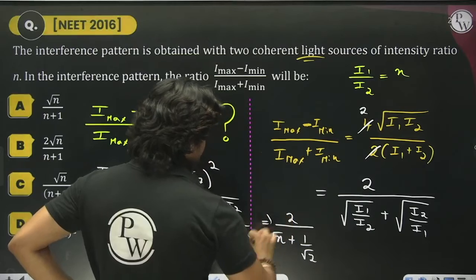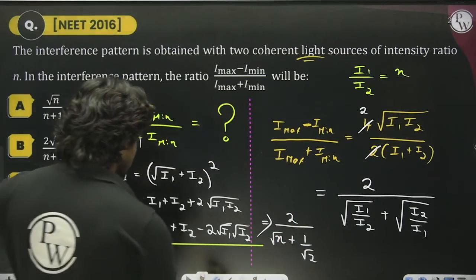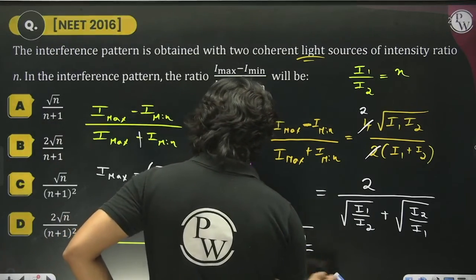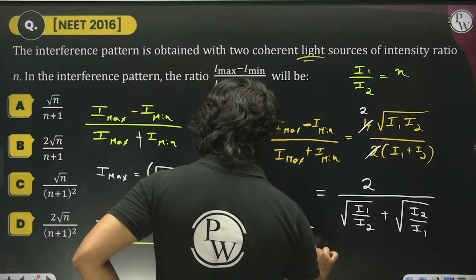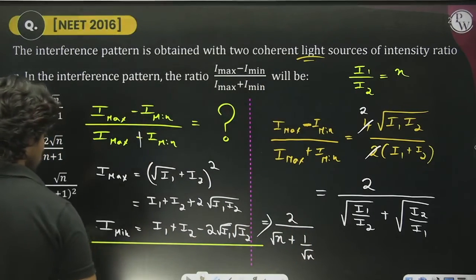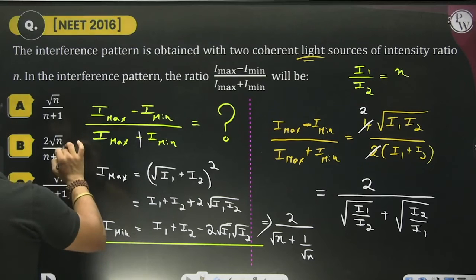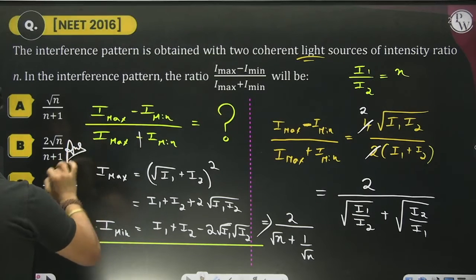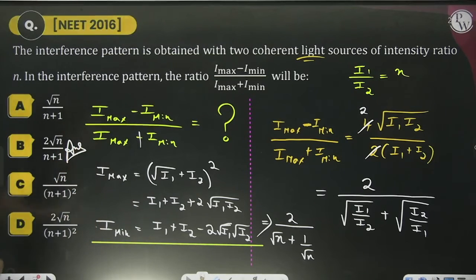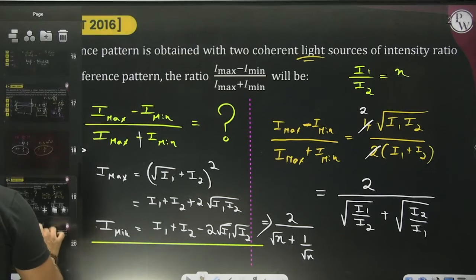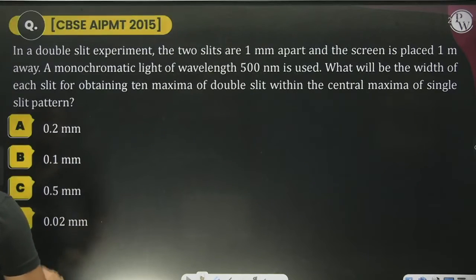This is the expression. This is 2 root n upon n plus 1. This is the answer. Note it down quickly. I hope that the point is clear. So let's take the discussion ahead. There's another question coming in front of you.